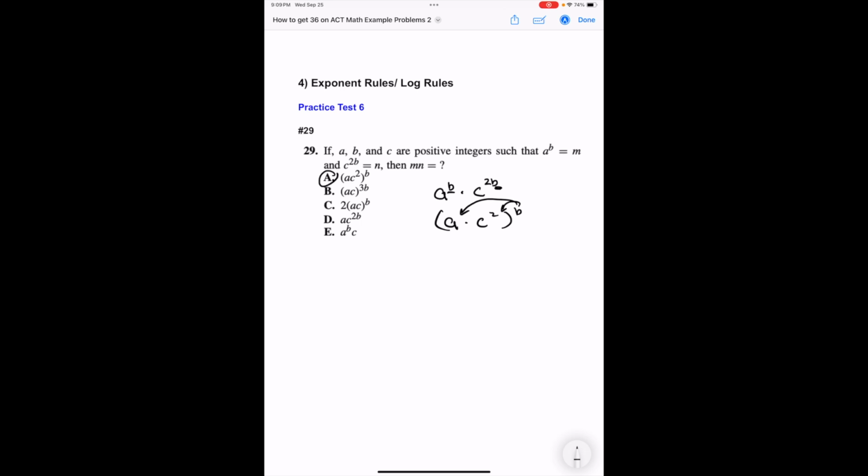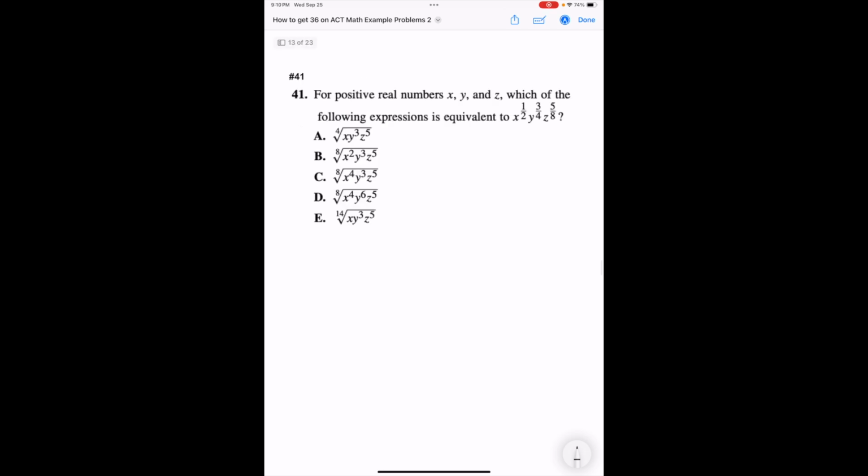And so the answer right here would be A. Now let's look at problem number 41. It says that for positive real numbers x, y, and z, which of the following expressions is equivalent to this expression right here? And so we know that if it is to a 1/2 power, then that is going to be the square root.